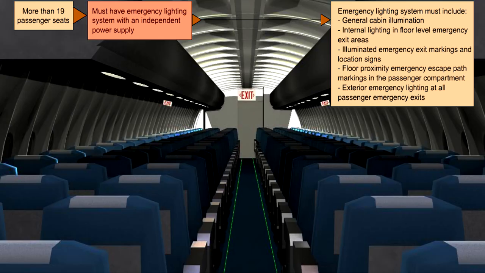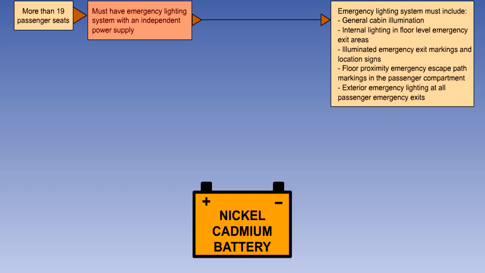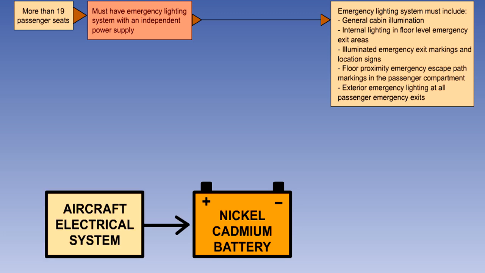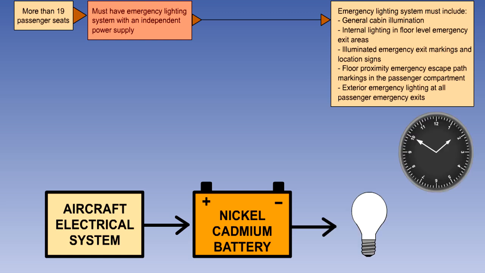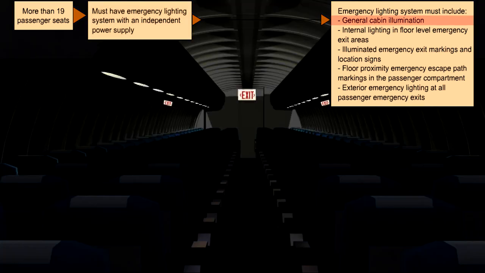There must be an independent emergency lighting system. To achieve this, the emergency lights are normally battery operated. The batteries are usually of the nickel-cadmium type. They are normally kept fully charged by the aeroplane's electrical system. The batteries must be able to maintain the emergency lights at full brightness for a minimum of 10 minutes. General cabin illumination may be provided by white lights in the ceiling along the aisles and at the emergency exit locations. There may also be white lights located low down on the sides of the passenger seats to illuminate the escape paths.